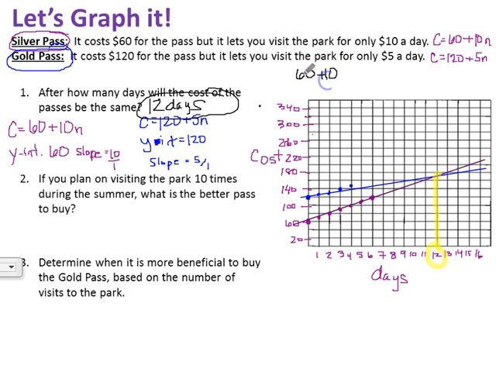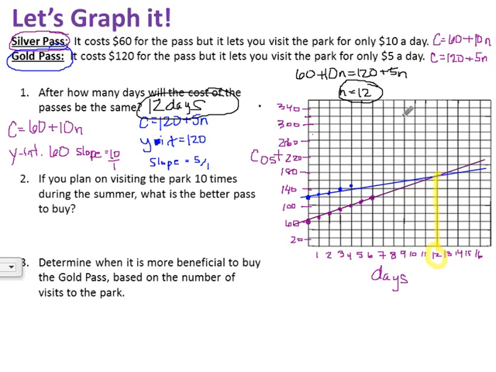So 60 plus 10n, set it equal to 120 plus 5n, and we could solve that out. And if we did that, we would find n equals 12. After 12 days, it looks like the price will be about 120. So that is another way that you could do this.